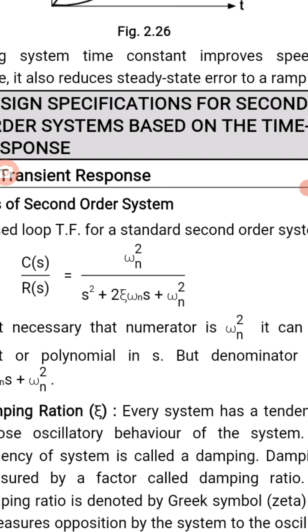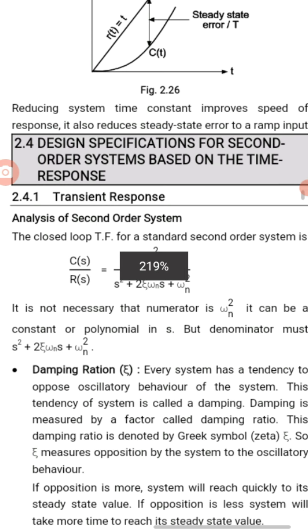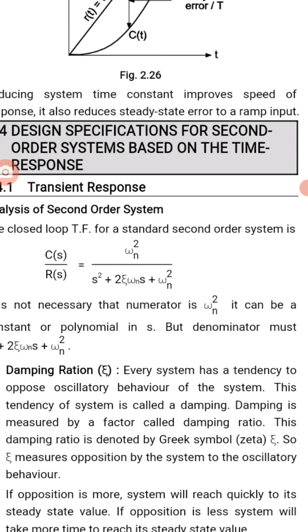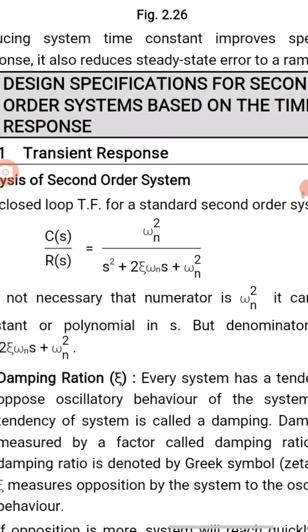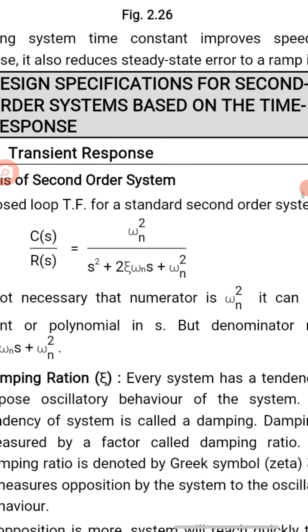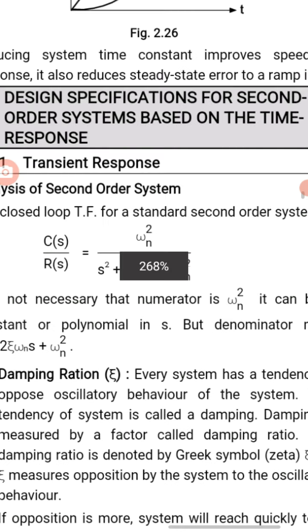Second order has a normal standard equation like this: omega n square upon s square plus 2 zeta omega n into s plus omega n square, where omega n is the frequency in radians per second and zeta is the damping ratio in the system.